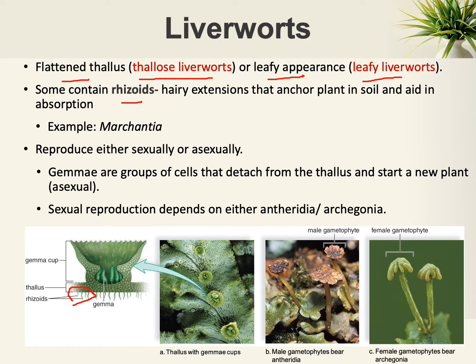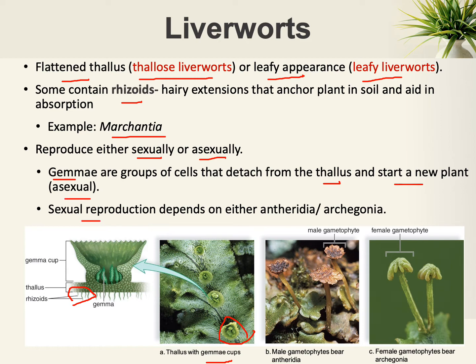A famous example of liverworts, and the one that we will be studying in the lab, is Marchantia. Marchantia reproduces either sexually or asexually, and they have gemma cups. Gemma cups are found in the thallus liverworts, and in some leafy liverworts as well. Gemma cups are a group of cells that detach from the thallus and start a new plant. This is asexual reproduction.